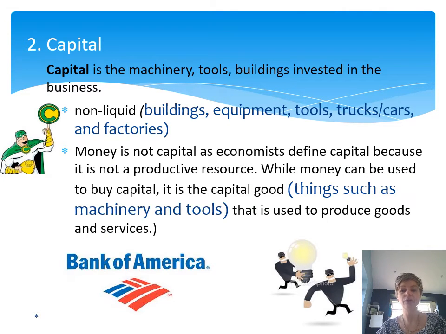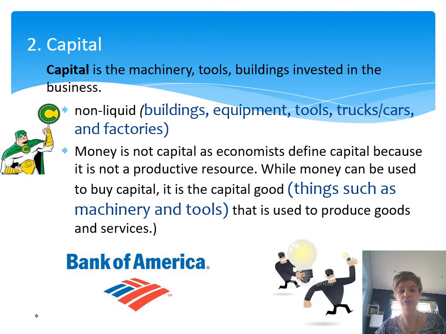B is capital. Capital is machinery, tools, and buildings that are invested in the business. Capital is not money. So capital, again, it's buildings, it's equipment, it's tools, it's trucks and cars, factories, whatever things are used to create the good or create the service is considered capital.